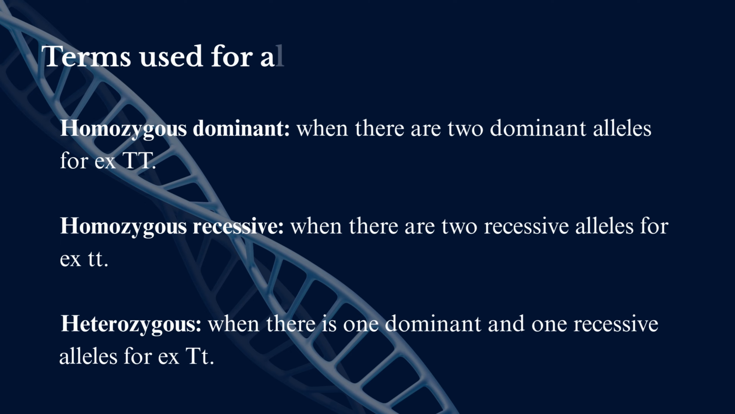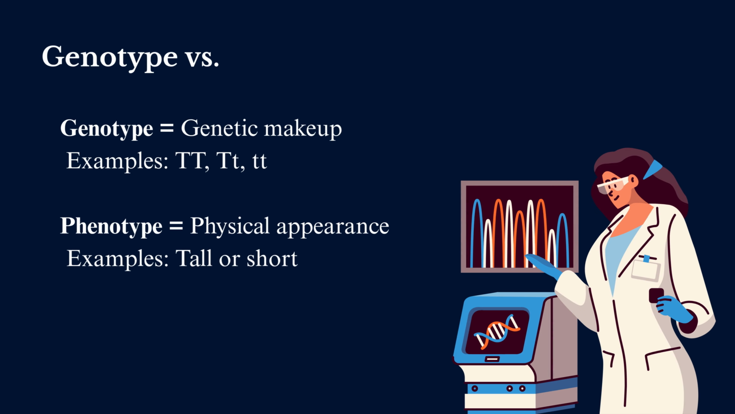There are three important combinations of alleles. Two uppercase T's means the organism has two dominant alleles, which is called homozygous dominant. If the organism has two lowercase t's, it has two recessive alleles, which is called homozygous recessive. One uppercase T and one lowercase t means the organism has one dominant and one recessive allele, which is called heterozygous. Another important term is genotype, which means the genetic combination, such as two uppercase T's, one uppercase T and one lowercase t, or two lowercase t's.